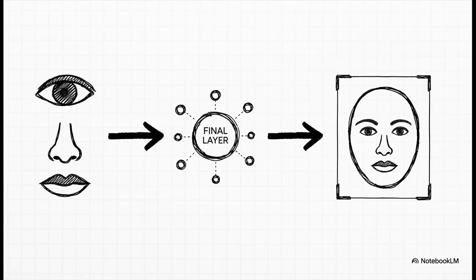And then finally, the last layer gets all these pieces, the eyes, the nose, the mouth, as its input. It puts them all together and makes its final call. Yep, that's a face. It's this amazing pyramid of learning, going from simple pixels all the way up to a complex idea that gives these networks all their power.